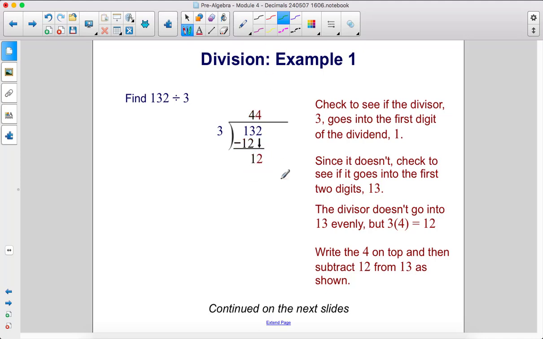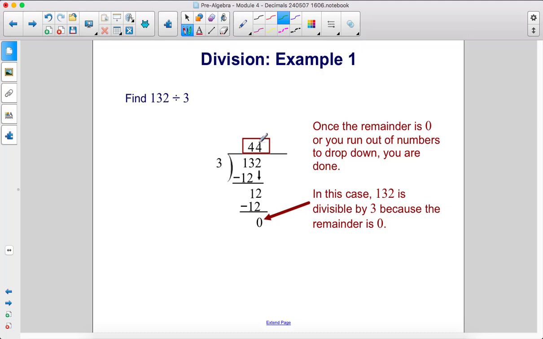Okay, so we have our remainder of 1. So we go to the next digit, the 2, and bring it down and add it. 3 goes into 12 exactly 4 times. So we put another 4 up top. The last step is to take this 4 and multiply it by 3, which gives us 12. So we put 12 down here and then subtract them again, and the remainder is 0. Once the remainder is 0, or you run out of numbers to drop down, you are done. In this case, 132 is divisible by 3 because the remainder is 0.